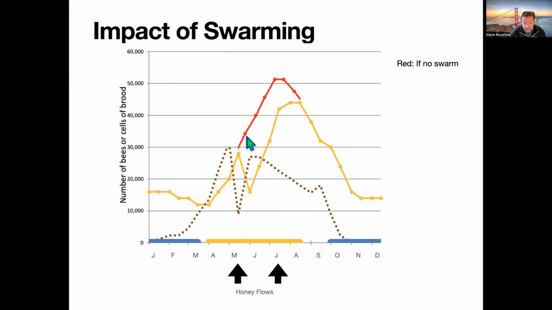And if you look at the gap between a swarmed colony and one that hasn't, it's behind all the way. It's behind all the way up until basically autumn. So that's a big loss of bees at the time when your honey flow is on.